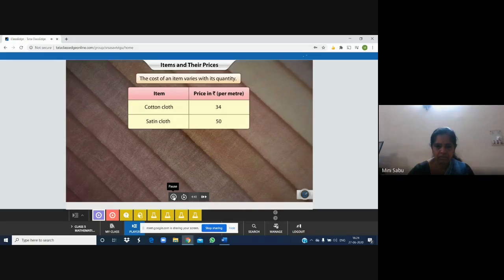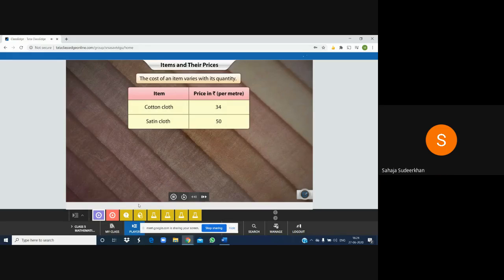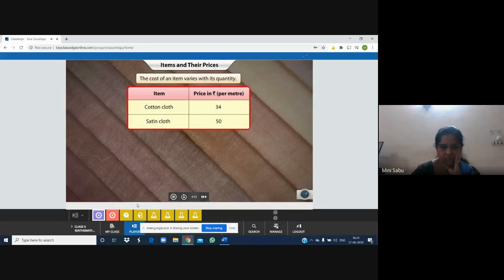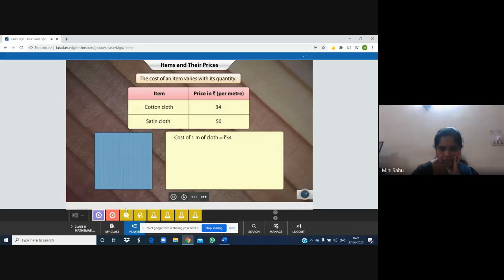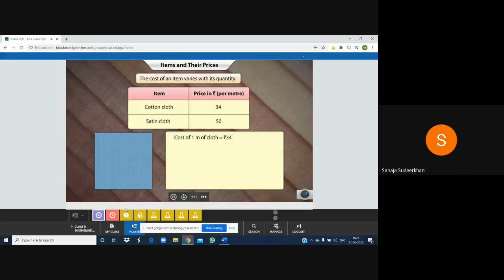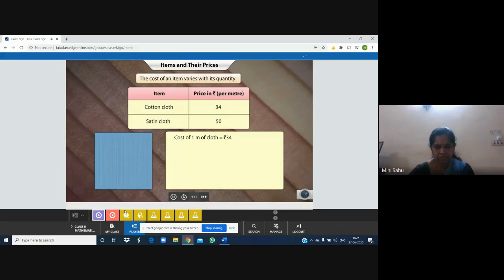The cost of an item varies with its quantity. Look at the prices displayed in this store. How much does 1 meter of cotton cloth cost? It costs 34 rupees. If 1 meter of cotton cloth costs 34 rupees, how much does half a meter cost? That will be half of 34, which is 34 divided by 2. That is 17 rupees.